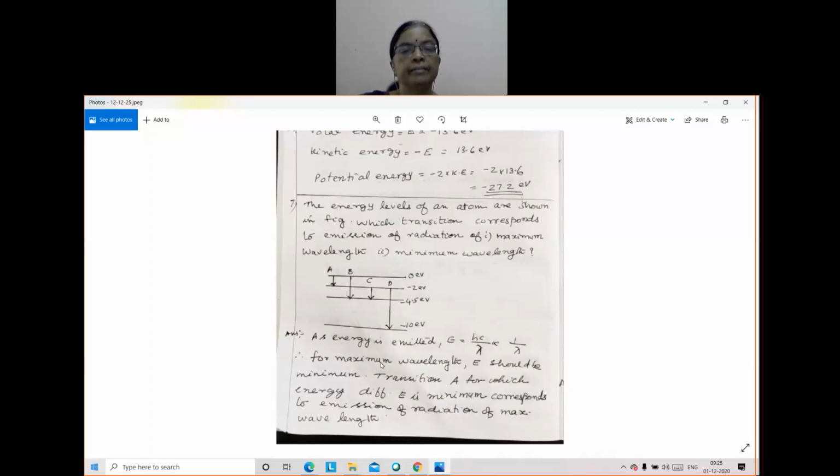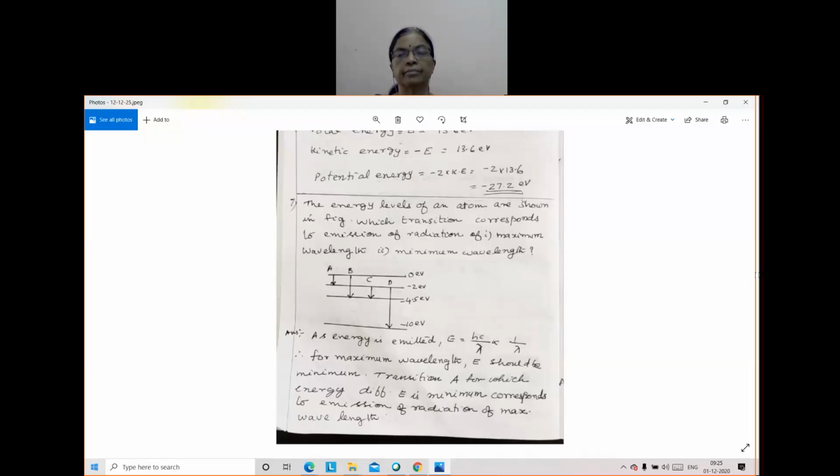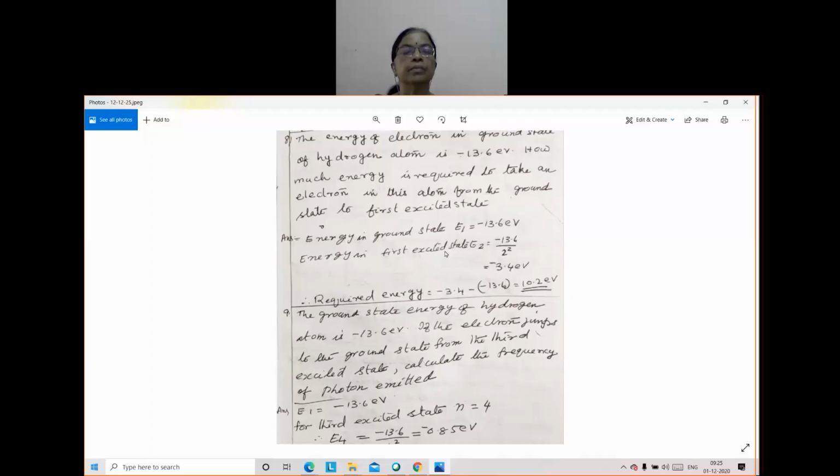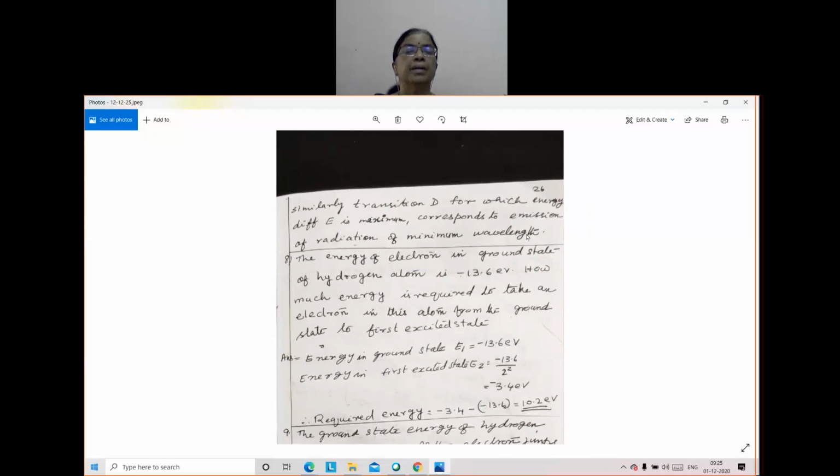So as energy emitted is hc by lambda, it is inversely proportional to wavelength. For maximum wavelength, E should be minimum. Transition A, for which energy difference E is minimum, corresponds to the emission of radiation of maximum wavelength. Similarly, transition D, for which energy difference is maximum, corresponds to the emission of radiation of minimum wavelength.